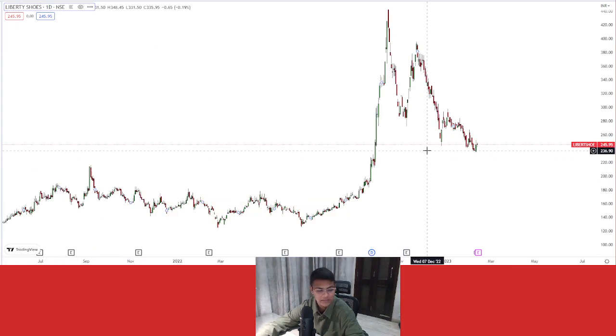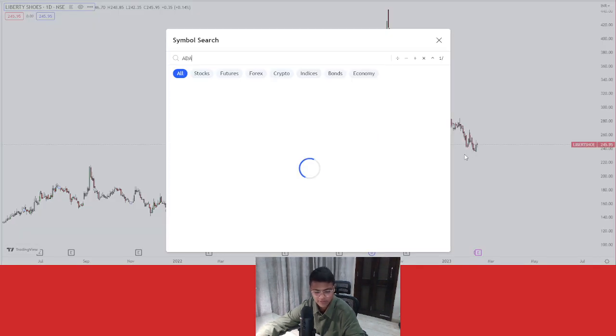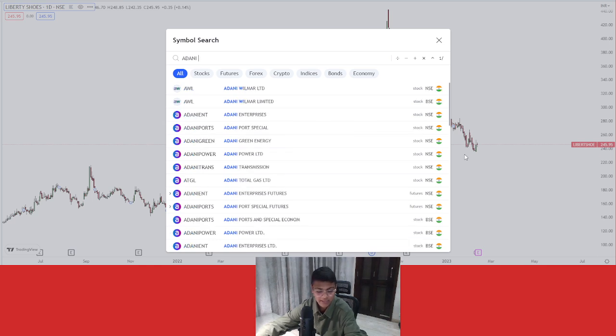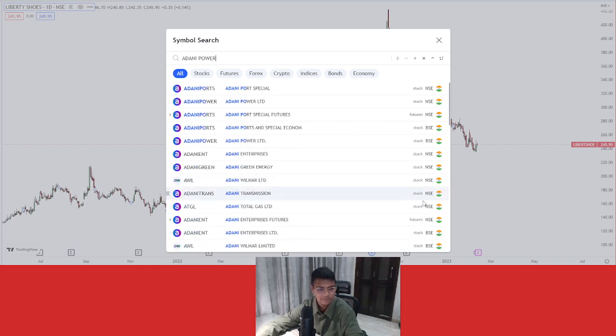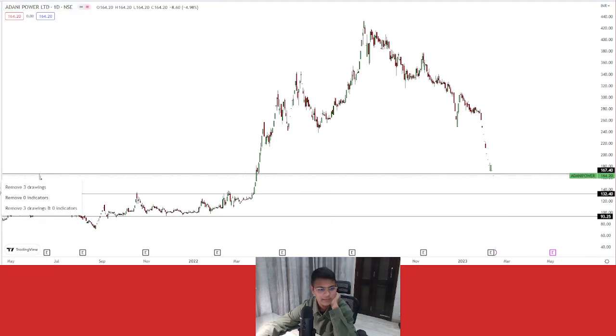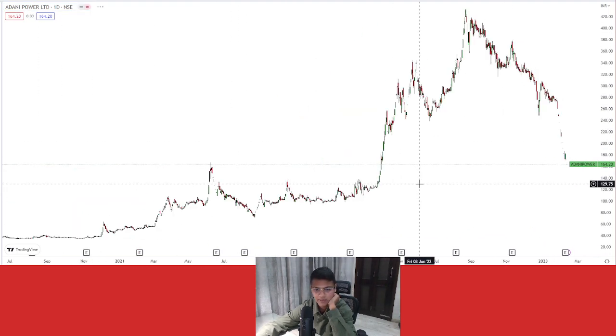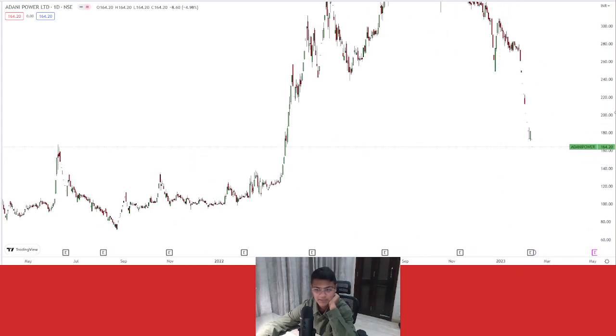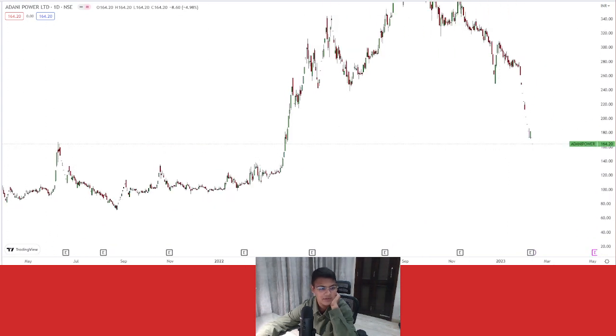So I'll just show you one more stock. This one I personally traded. It was Adani Power. So I'll just delete these previous markings which I had made. Okay, so a textbook style VCP is observed here.